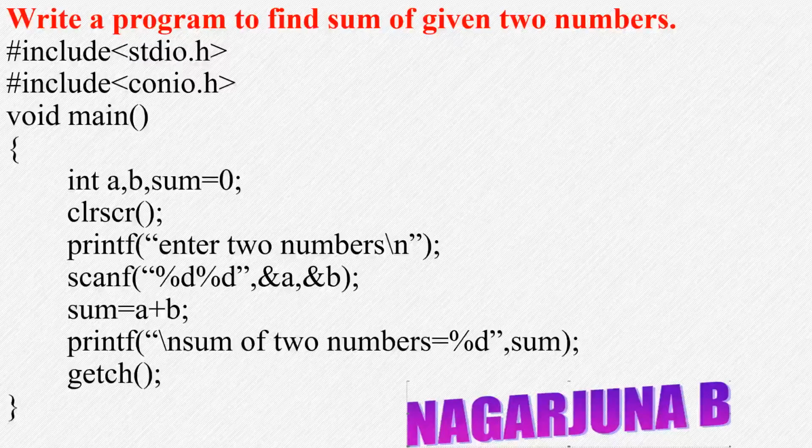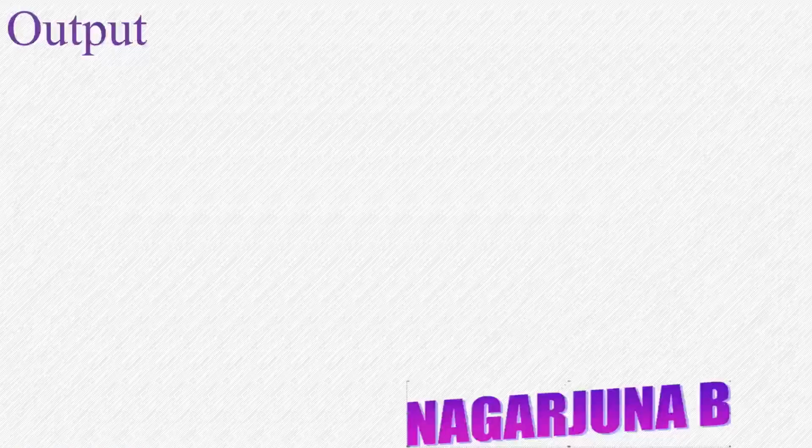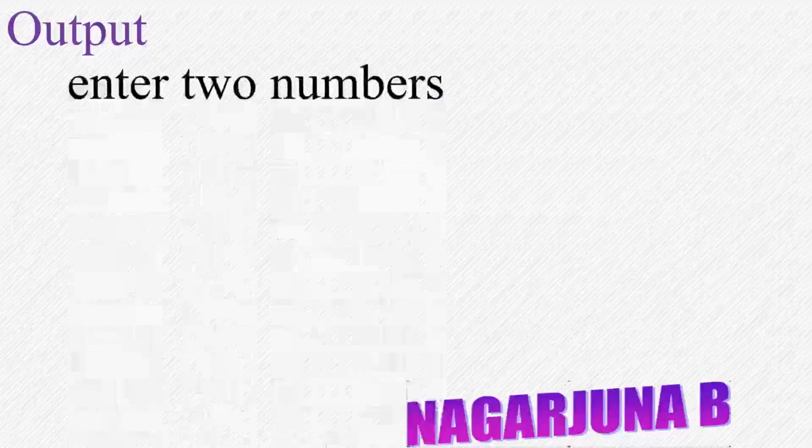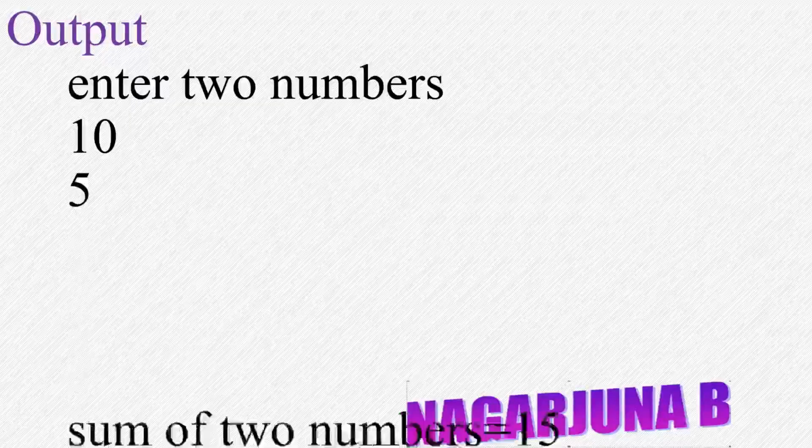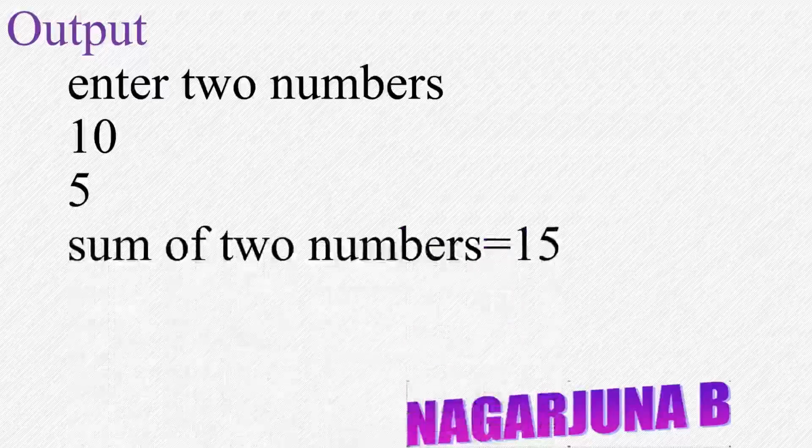After that, close the main, which indicates the end of the main program. When we run that particular program, the output will be in this manner. It will ask the user to enter two numbers. If I enter the values as 10, 5, it will give the result as sum of two numbers is equal to 15. This is the way the output will be displayed.